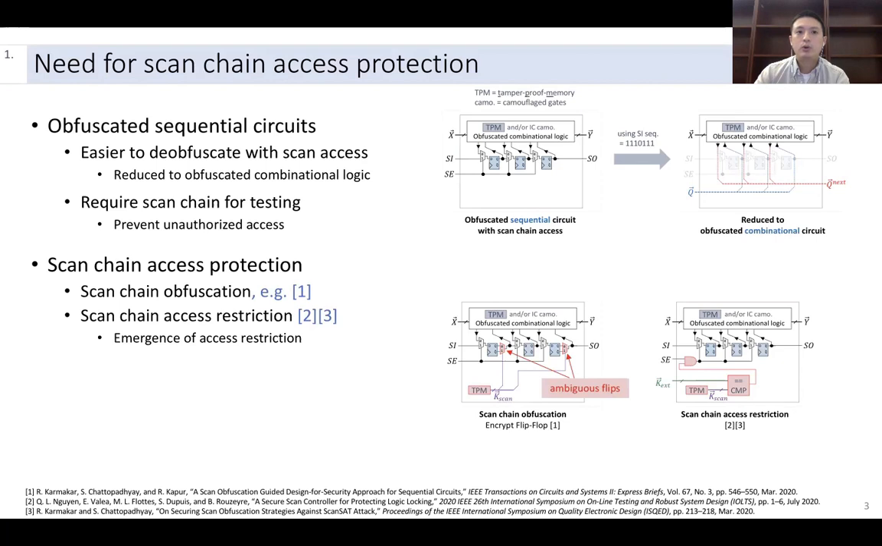Another type of more recent technique is scan chain access restriction, which works like a password authentication. The end users need to input an external key pattern that matches the secret scan key value, which is preloaded onto the IC. If the external key is wrong, the scan enable signal is stuck low and the scan shift operation cannot be used.